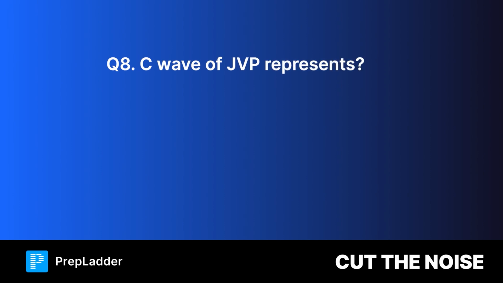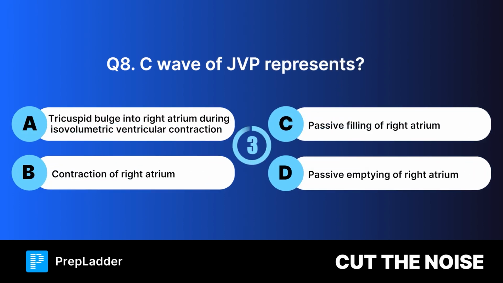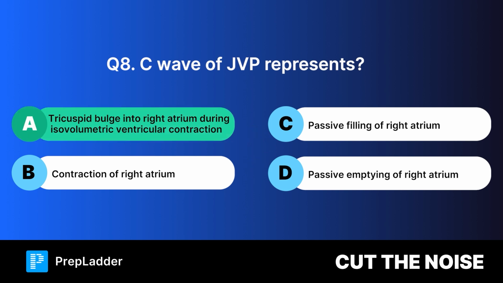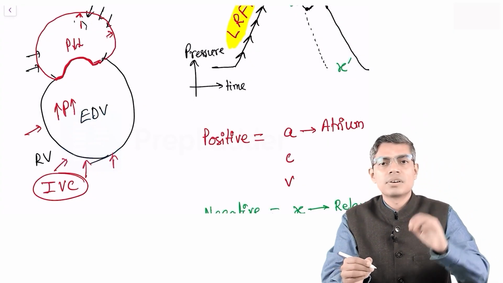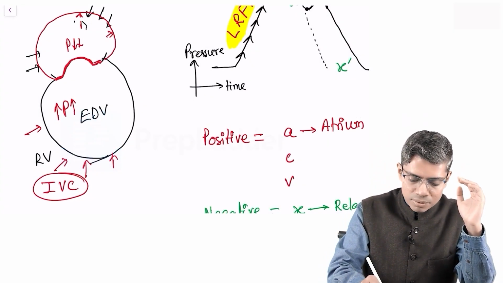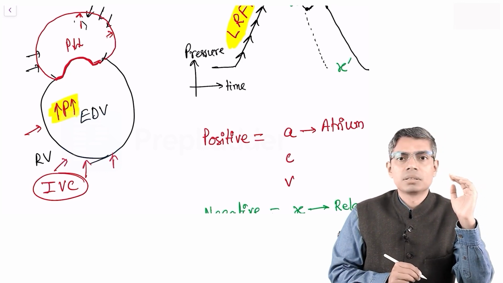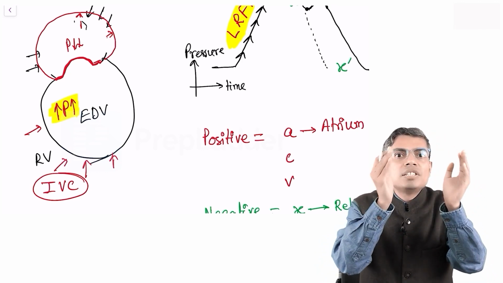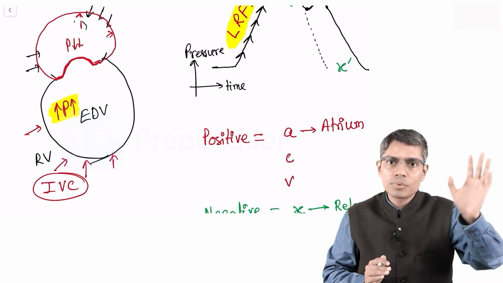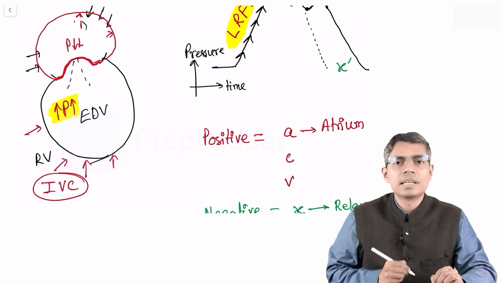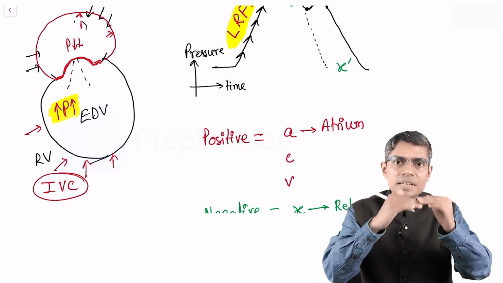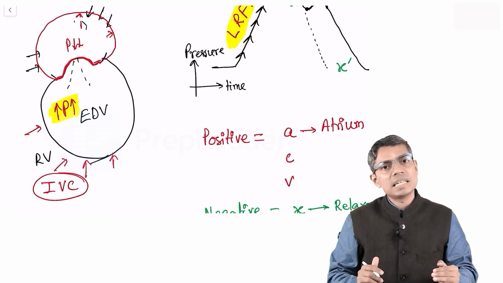Question 8. C-wave of JVP represents? Your options are. And the correct answer is tricuspid bulge into right atrium during isovolumetric ventricular contraction. Here's the explanation. During the isovolumic contraction phase, because of strong ventricular contraction, the tricuspid valve is bulging towards the atrium cavity, although it will never open up towards the atrium cavity normally because the chordae tendineae are attached to these valves. They will pull the valves.